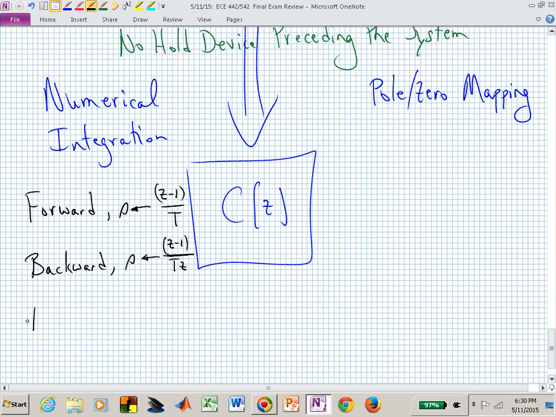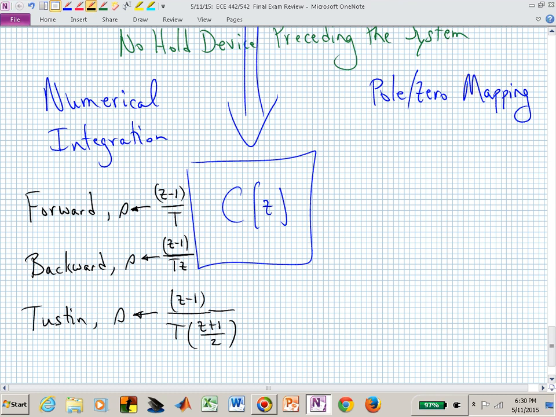And then the bilinear, or the Tustin, was sort of an average of the forward and the backward. This is the trapezoidal. That's one way of writing it. You probably don't see it written that way. You probably see it as 2 over capital T times this ratio of z minus 1 over z plus 1, but this, in a way, connects it with the forward and the backward a little bit differently. Those are the numerical integration techniques that we talked about.